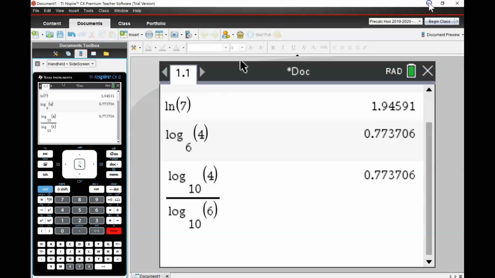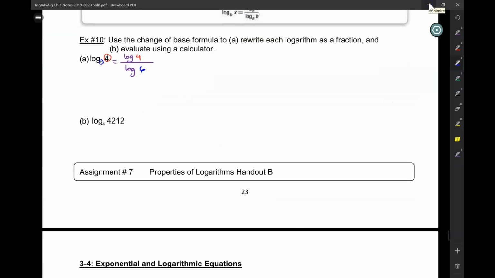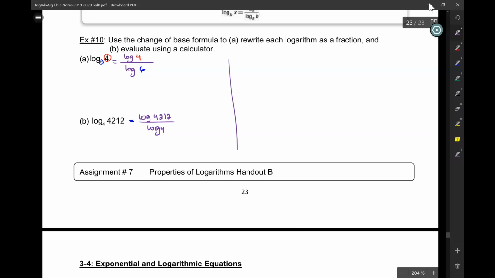So let's go ahead and do the next one, and I'm going to skip putting in the calculator. But how would you rewrite this? It would be log of what? Log 4212 over log of 4. Now, what if I were to give you, let's say, log base A of 7. How would you rewrite that? Log 7 over log of A. Okay?